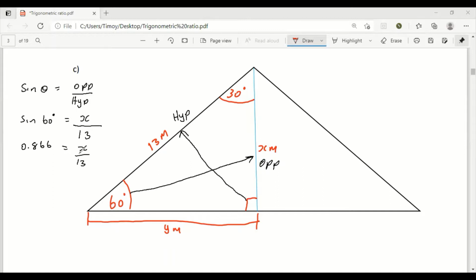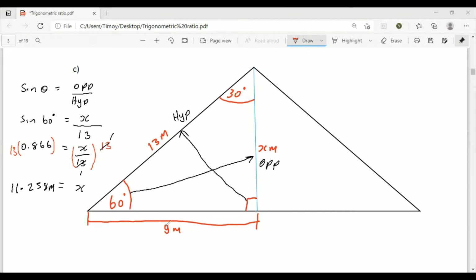From here, to get x by itself, which is what we want to find, we're going to multiply both sides by 13. We multiply this side by 13, and we also multiply this side by 13. By doing that, 13 into 13 is 1, and 13 into this 13 will give us 1. So what we're left with here is just x. And then 13 times 0.866 will give us a final value of 11.258 meters. So that's how we determine the value of x.